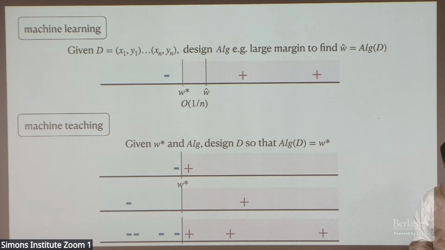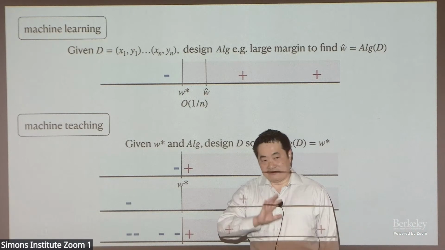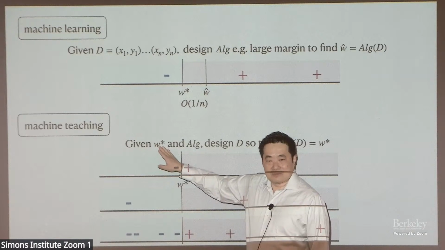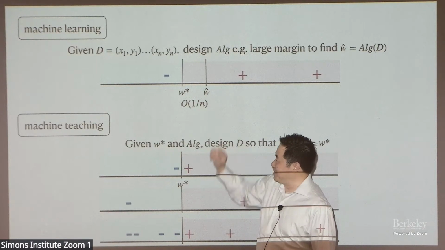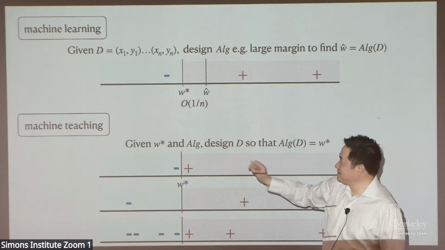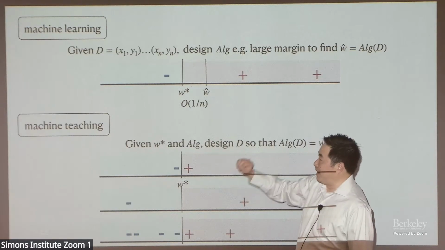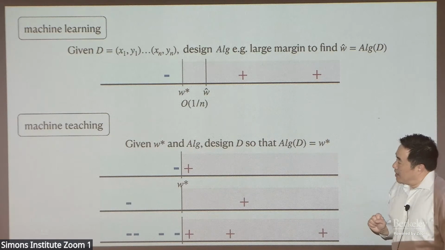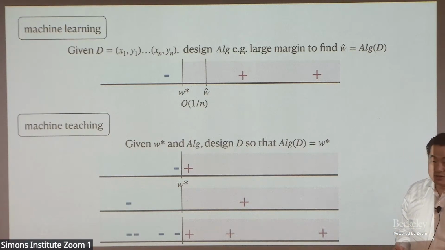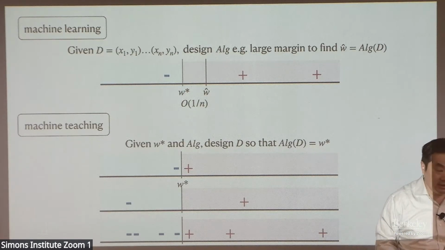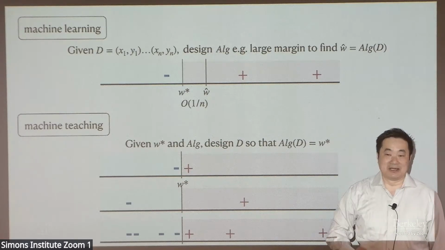Now let's move on to the subfield of machine teaching, and we're going to turn the tables around. In this problem, it's very different. I'm the teacher now. I know w star, the true decision boundary. The machine learner didn't know it. I know it. And I know what the student is, and that is the learning algorithm. For example, I know it is doing SVM. My job, however, is to design a training set D, such that when I feed that specially designed training set to the learner, it is going to spit out the correct w star.